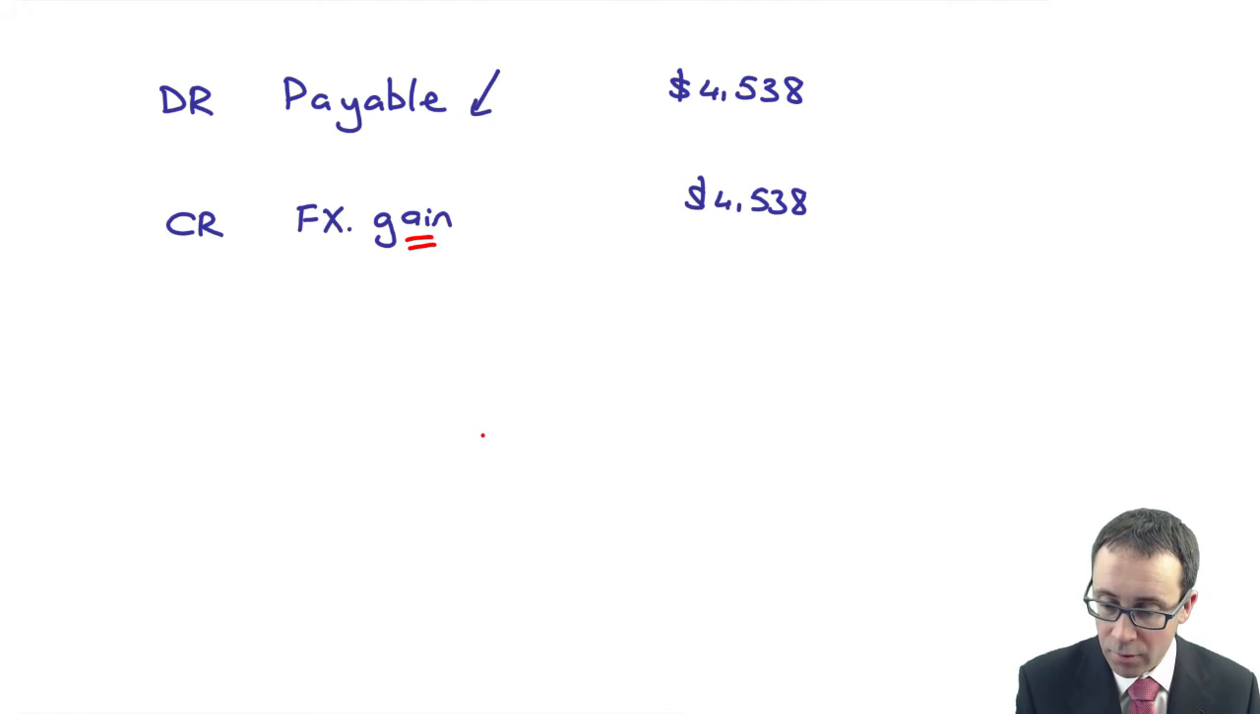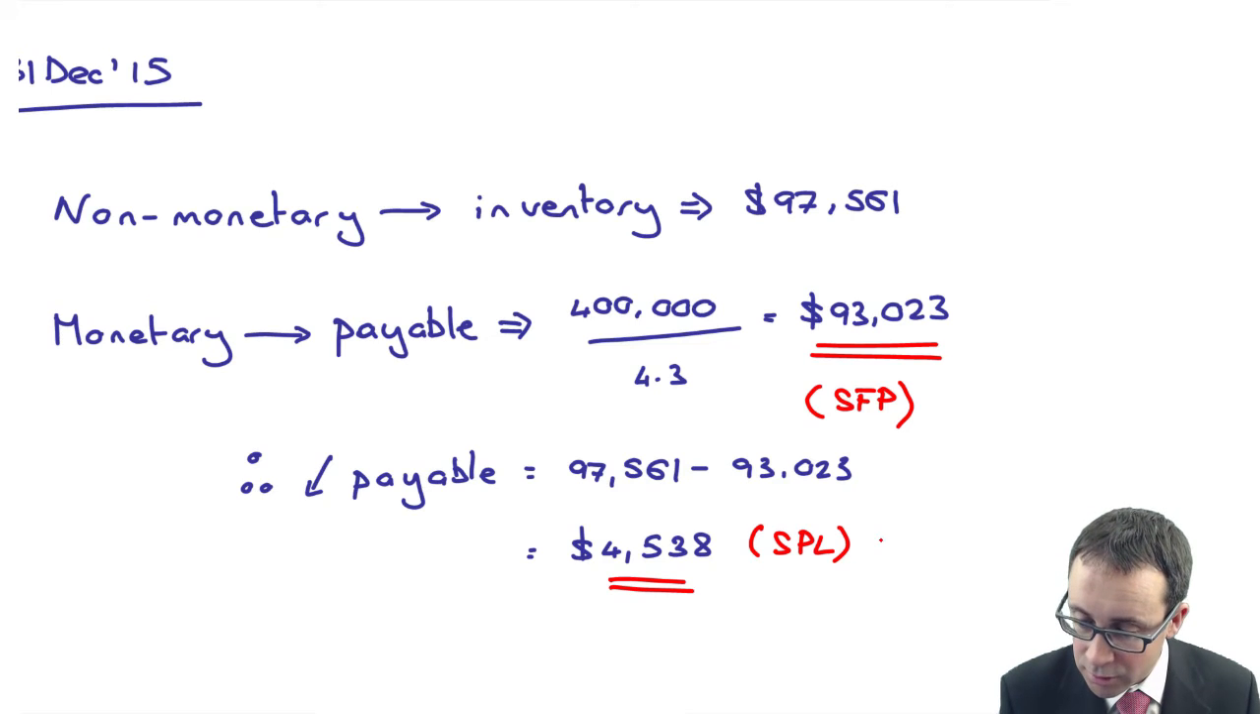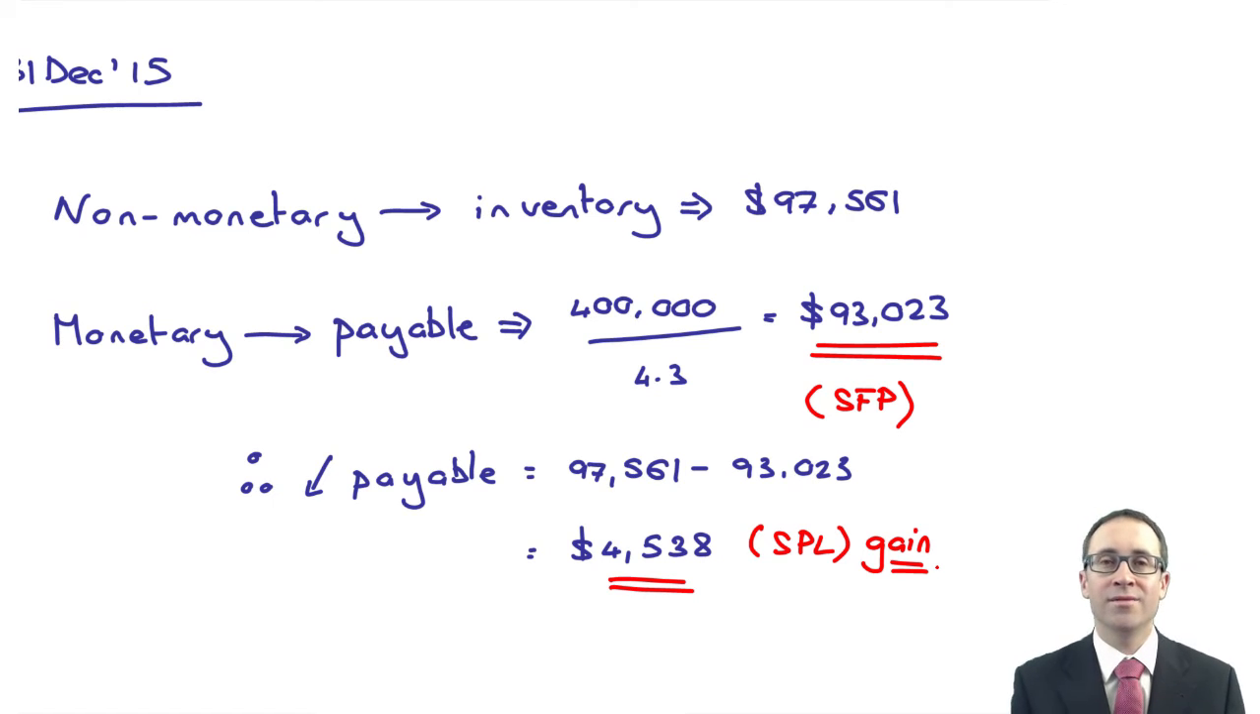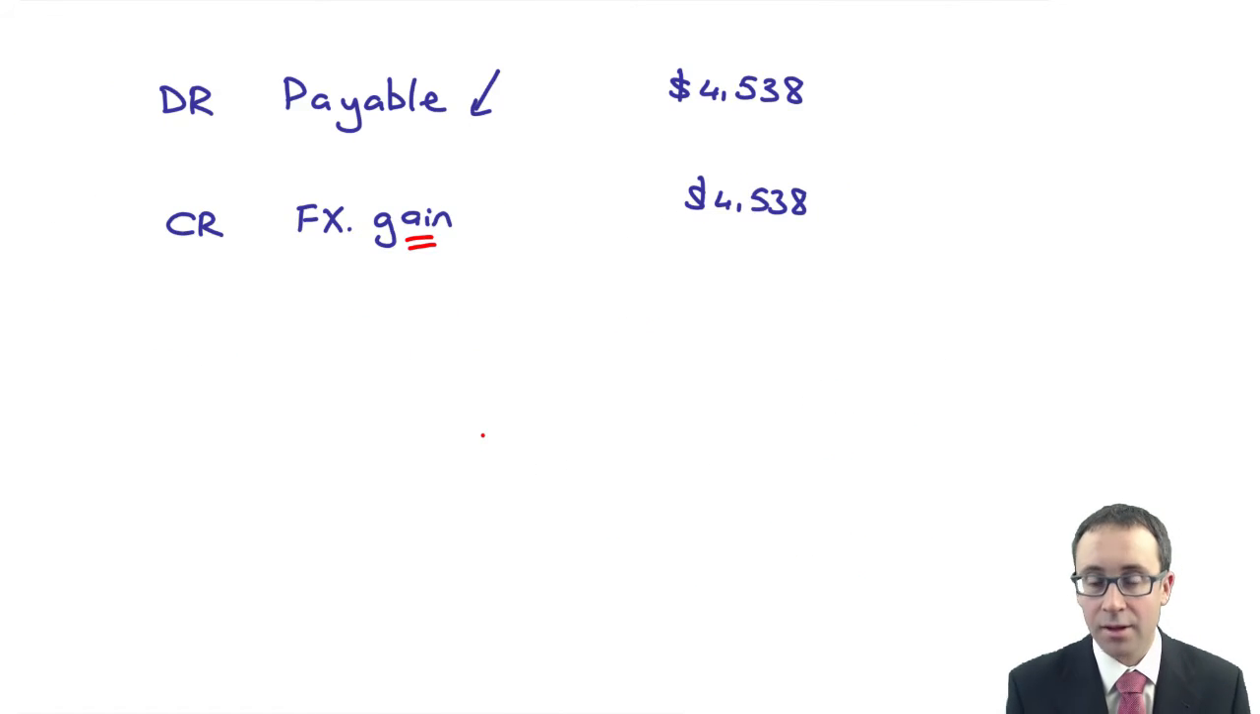Okay, so here the statement of profit or loss shows a gain. That's part of your operating activities, so throw it there within your operating costs. It's a trading transaction, isn't it? Okay, excellent. Hopefully you're all happy with that figure. So at the end of the year, the statement of financial position shows a payable of 93023, and you've got a gain in profit or loss of 4538. There we go. There's the journal entry, just to recap.